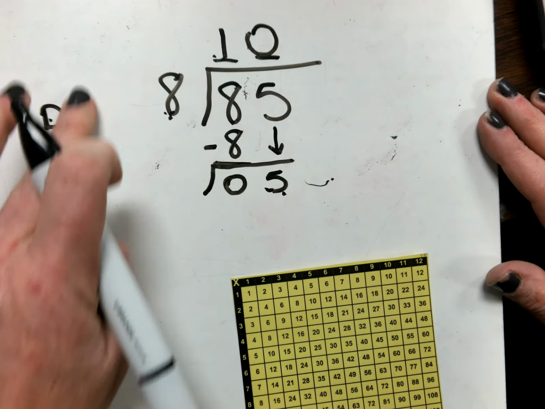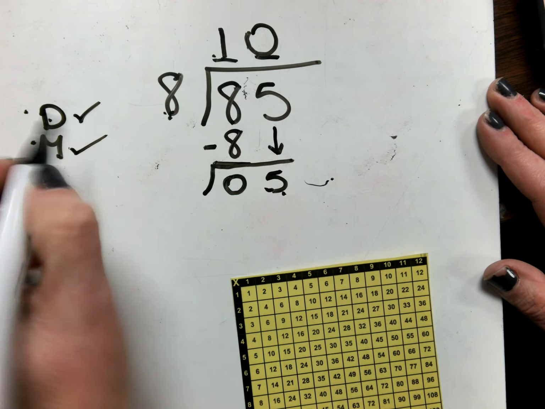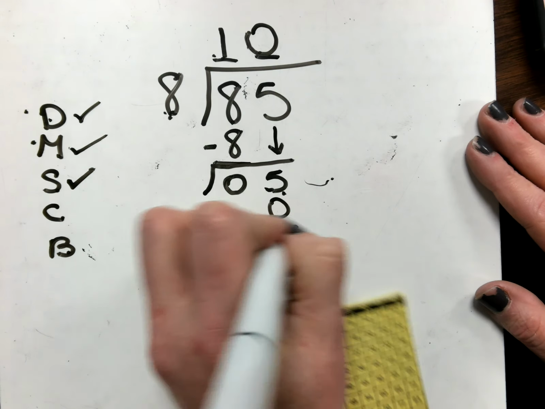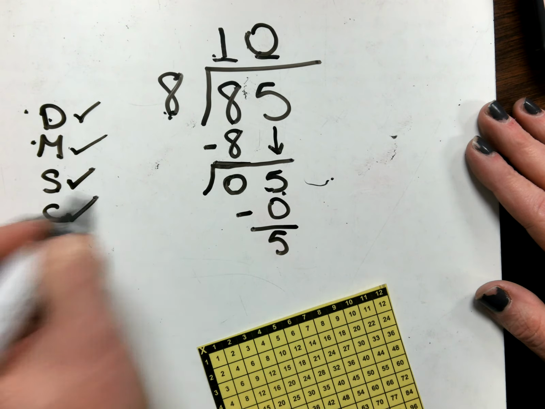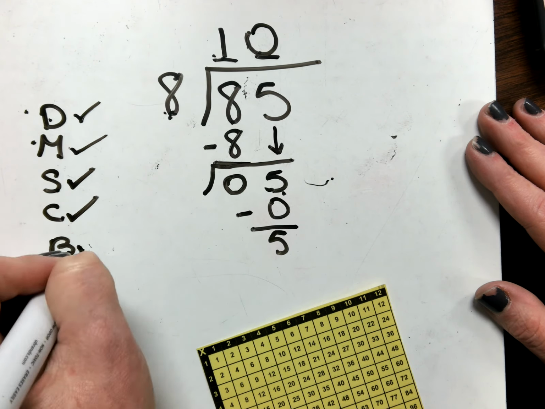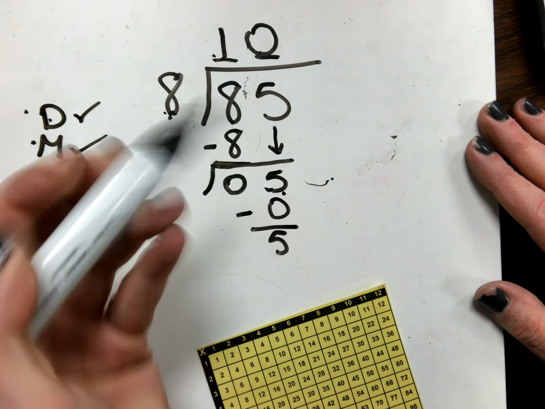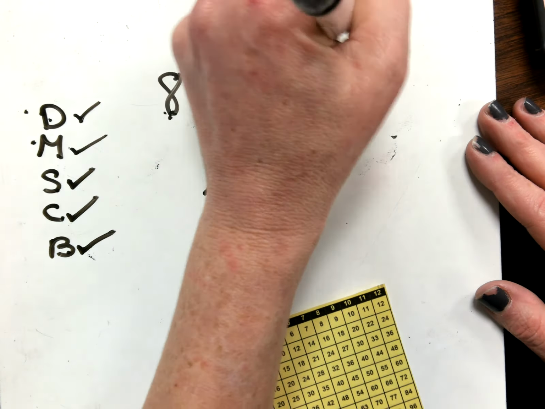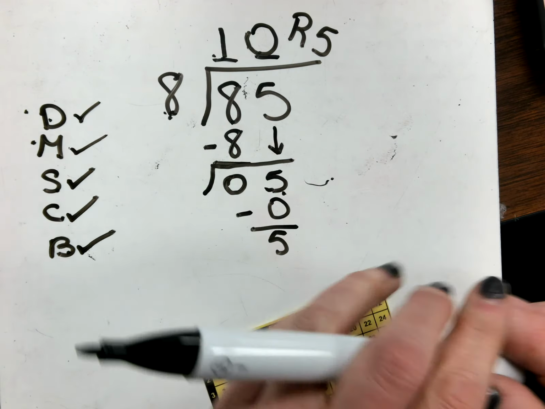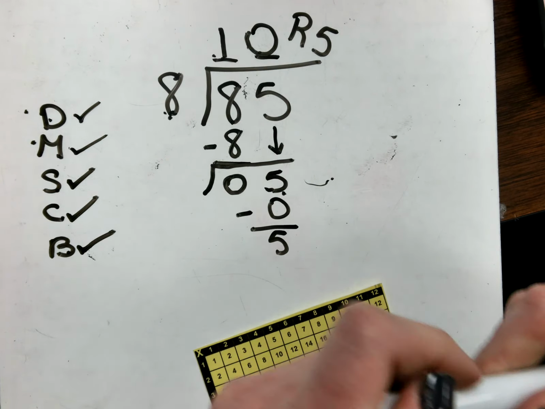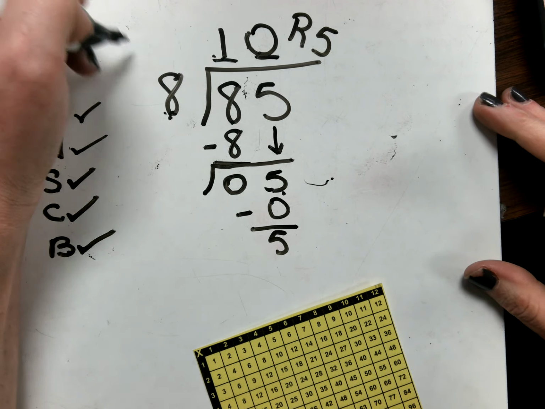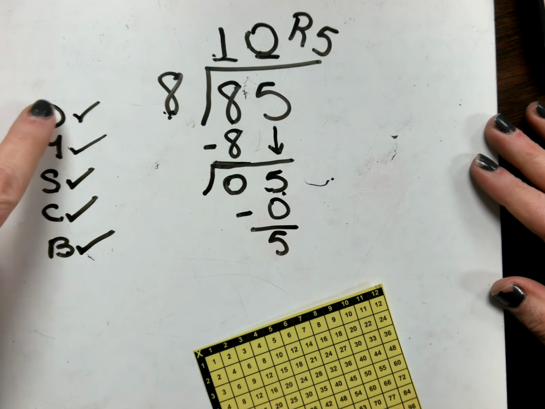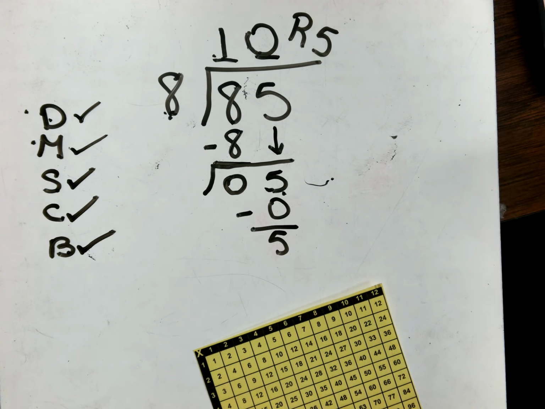So we did our does, divide. Now it's McDonald's, multiply. 8 times 0 is 0. Serve, subtract. Cheese, check. Everything looks good. Burgers, bring down. There's nothing to bring down. And again, we can't do 8 into 5, so that becomes our remainder. And right now we're just writing our remainder as R5. So that's just a quick 1-digit divisor and a 2-digit dividend example problem using our does McDonald's serve cheeseburgers.